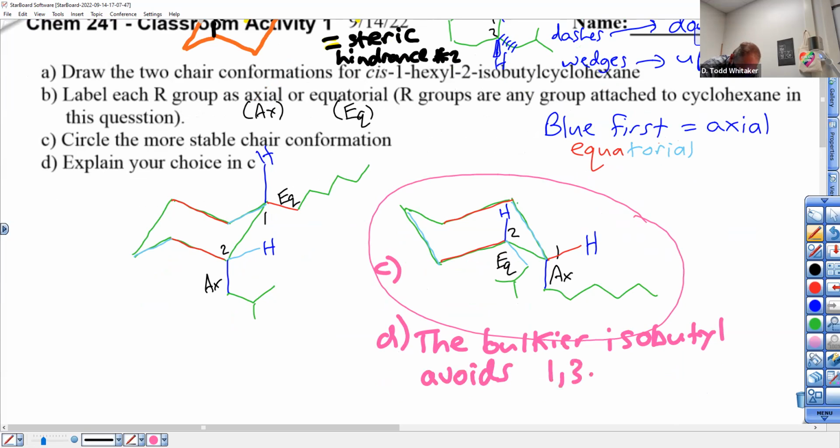Why does it avoid 1,3-diaxial repulsion? Well, what kind of a bond is it on? It's labeled. It's not axial. What kind of a bond is the isobutyl on? Equatorial. Equatorial doesn't suffer from a 1,3-diaxial repulsion. It's not axial. So if you're a group that's bulky, you prefer being equatorial. That's the main take-home message right there. And on the test, this is like a 6-point question, and the next version of this is an 8-point version of the question. So 14 total.